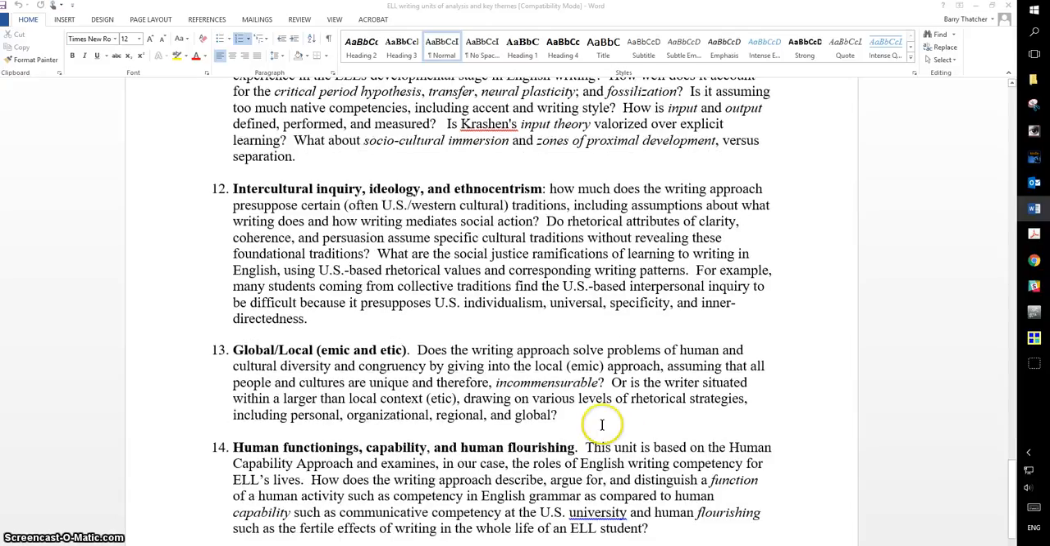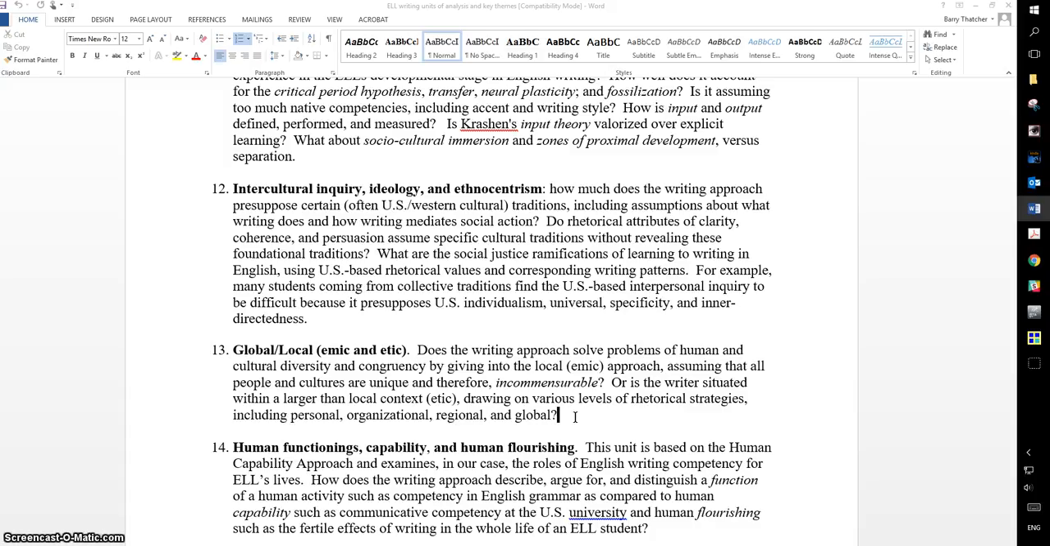Number 13. This is a big one. It's hard to capture in this class, and it comes more from intercultural rhetoric. But currently in the United States and a lot of Western theory has as its foundation what I call the local approach. And that means that every human being is different, that all cultures are unique, and that you can't compare cultures, and you can't even categorize people as being from one culture or another because everyone's unique.